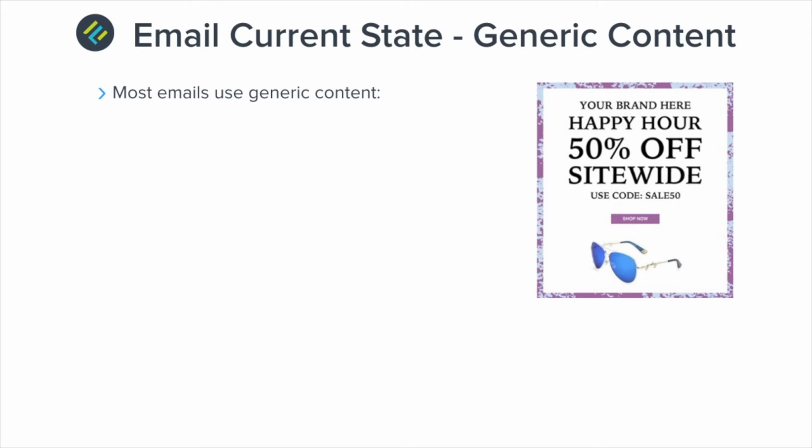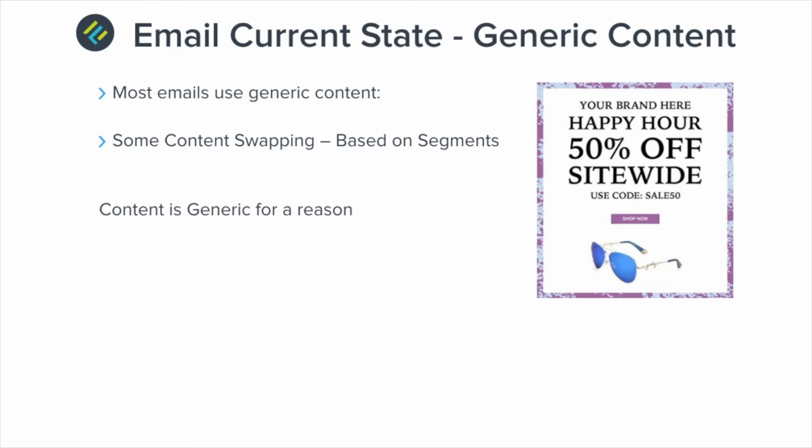Okay, taking a look at the current state. Most email today still uses generic content of some type or another. We're all familiar with what a banner can look like. Sometimes it's great creative and imagery. Sometimes it's a discount like this. There is a little content swapping that occurs based on segments, but this is limited to a certain amount of banners that can be swapped in and out, or certain types of content.